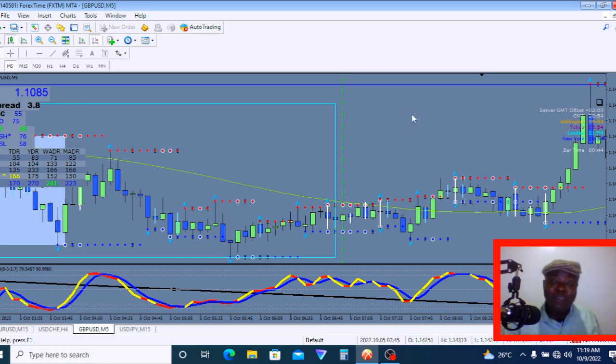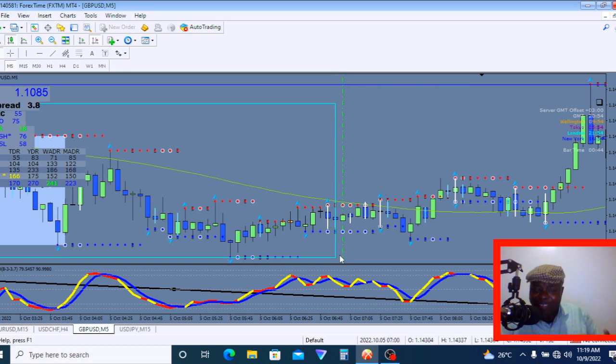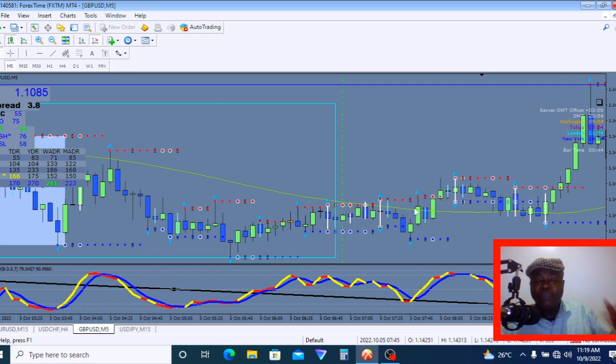And mind you, immediately we have the London close with the New York midnight. This dotted line we have here is the New York midnight. We have the New York midnight, then what do we have from that? You have to do what? You have to take your trade out. Then you wait for what? You wait for the reaction of the closing of the London close.